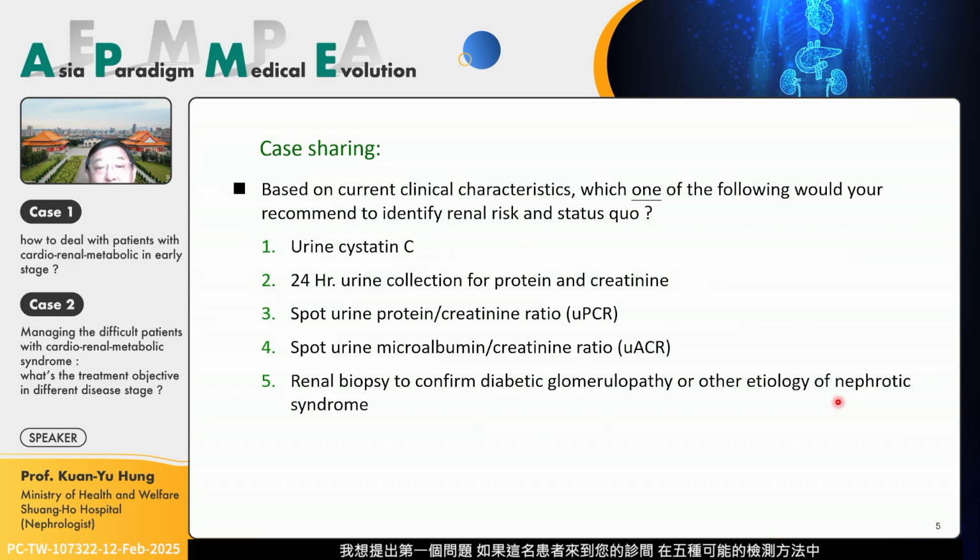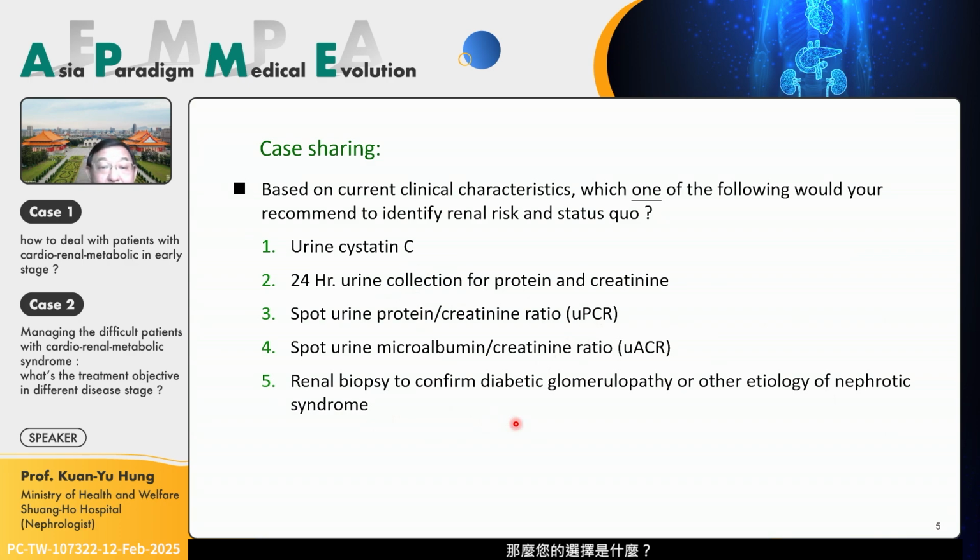If this patient were referred to your clinic, there are the following 5 items, but you can only choose one. Which one is your first priority to identify the renal risk and the renal status? What would you do? You may check the urine for more information, such as the protein creatinine ratio or the albumin creatinine ratio. And of course, some of you might go directly to renal biopsy to confirm whether the patient has diabetic glomerulonephropathy or another etiology.